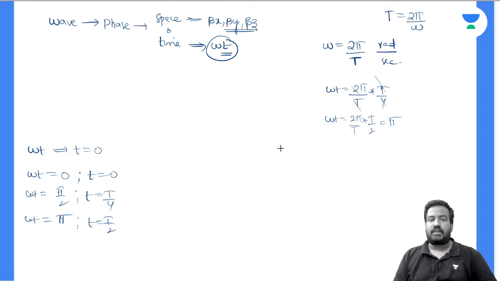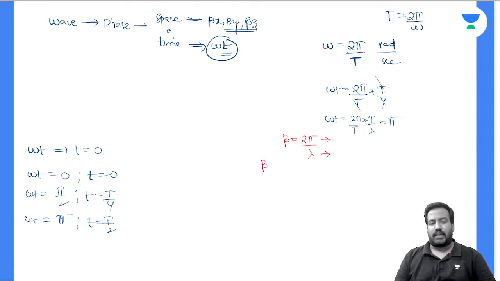Beta x will give you the change of phase with respect to space. Similarly, beta y and beta z. Why so? Beta is 2 pi by lambda, the rate of change of phase with respect to space. So beta will give you the change of phase with respect to space.